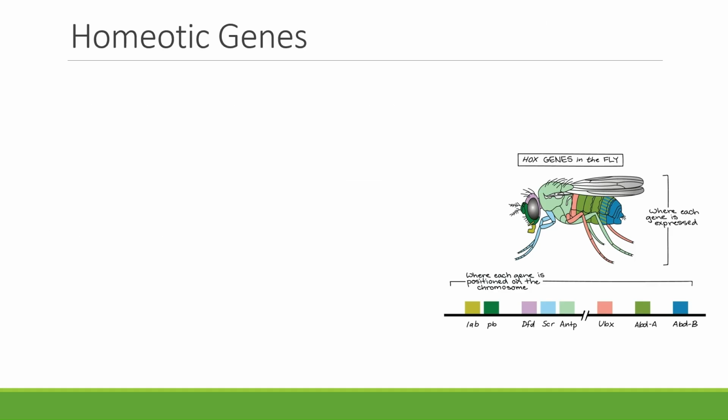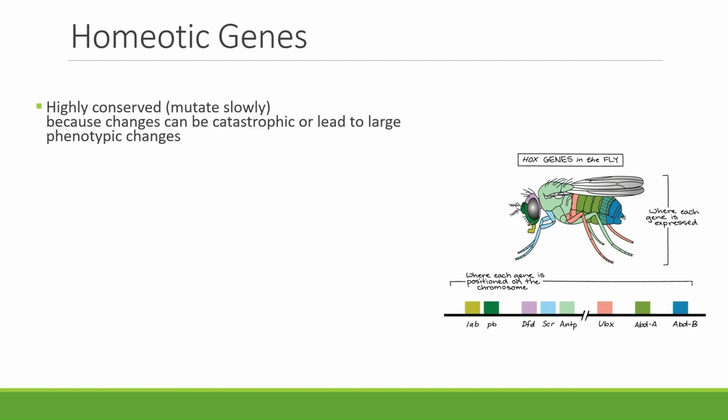Let's dig in a little bit more here on homeotic genes and describe some of their traits. First, they're highly conserved. That means that the genes mutate slowly. In other words, they have only slow changes to the genes and therefore also the traits over time. So each nucleotide, which is the genetic letters, they tend to resist change over time.